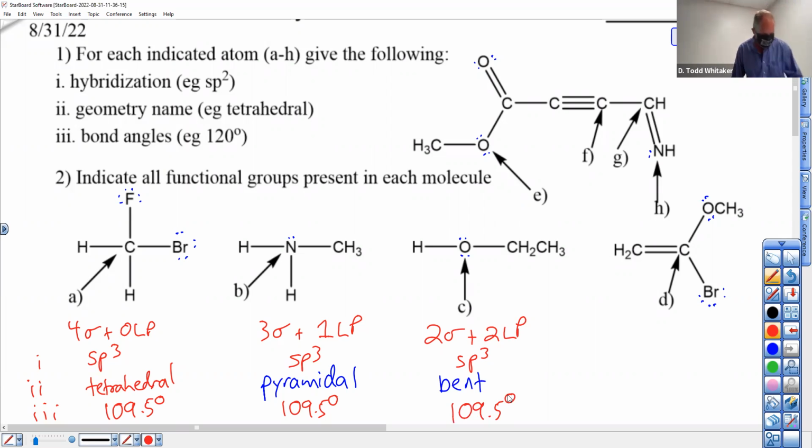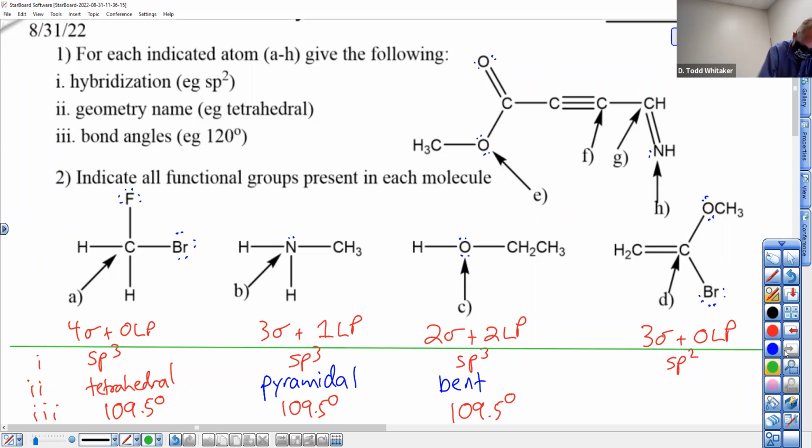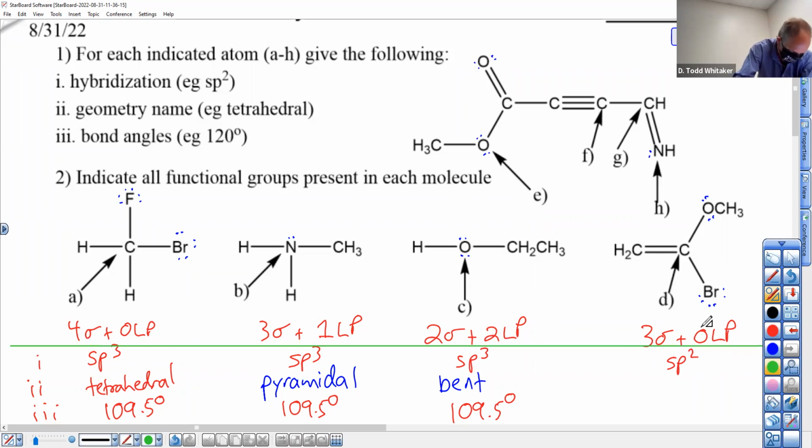And going to D. We got 3 sigmas plus 0 LP. Can I count the sigmas? There's always 1 sigma between any 2 atoms. 1, 2, 3. No lone pairs. That second bond does not contribute to geometry. It's a pi. Pi's don't contribute. So that is sp2. Answer I is sp2, just to be clear.